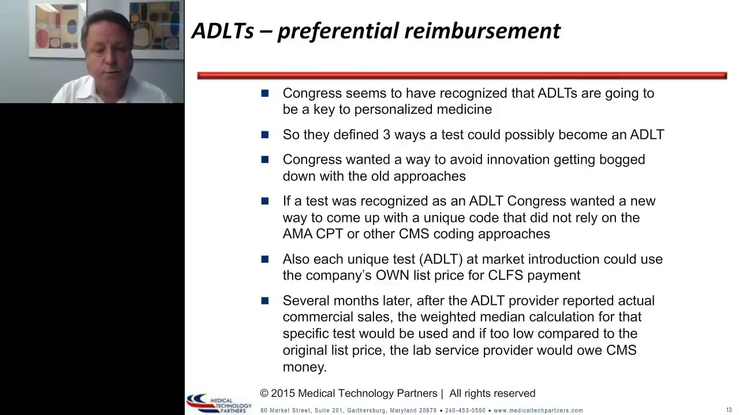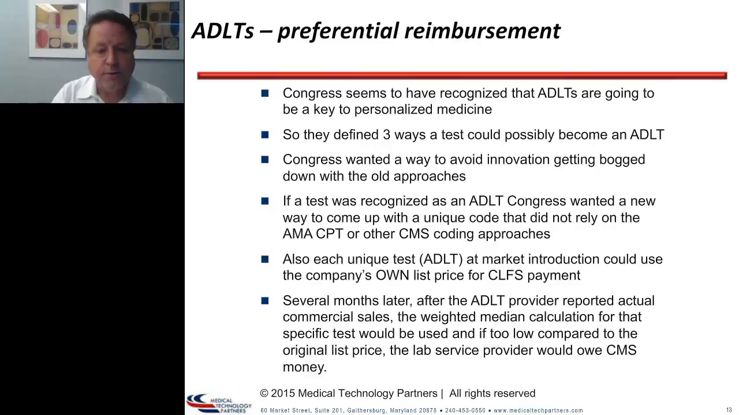ADLTs and the preferential reimbursement. Congress seems to have recognized that these ADLTs are going to be key to personalized medicine. What is it about personalized medicine that has people excited? Well, the idea of giving a drug only to somebody that benefits is one of them, and targeting the right therapy for the right person. So there are initiatives all the way up to the White House to encourage precision and personalized medicine.